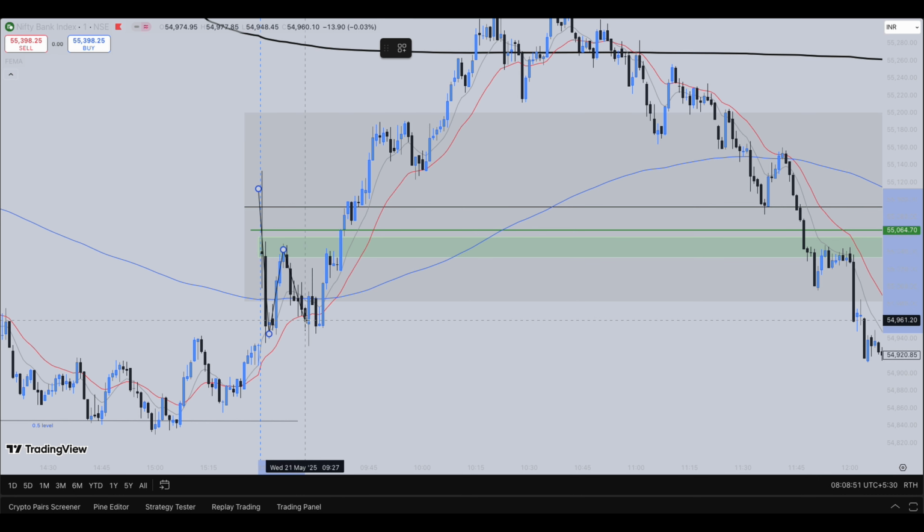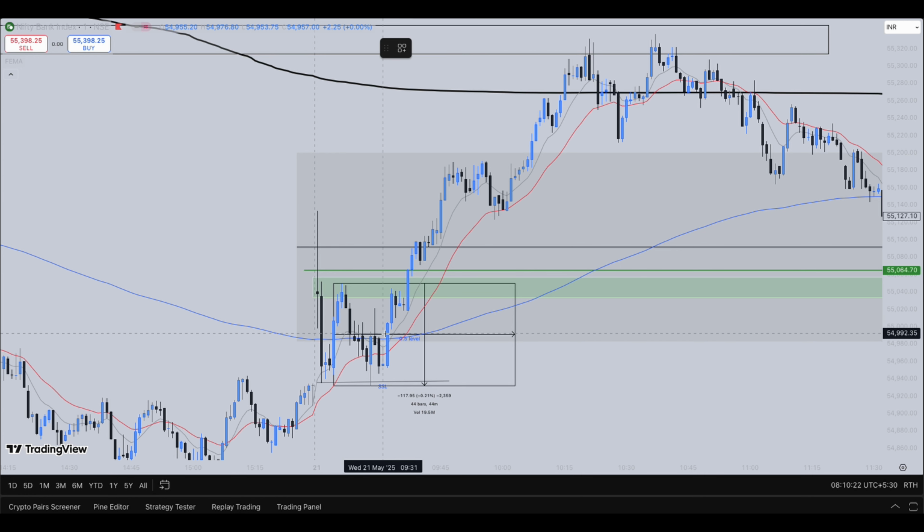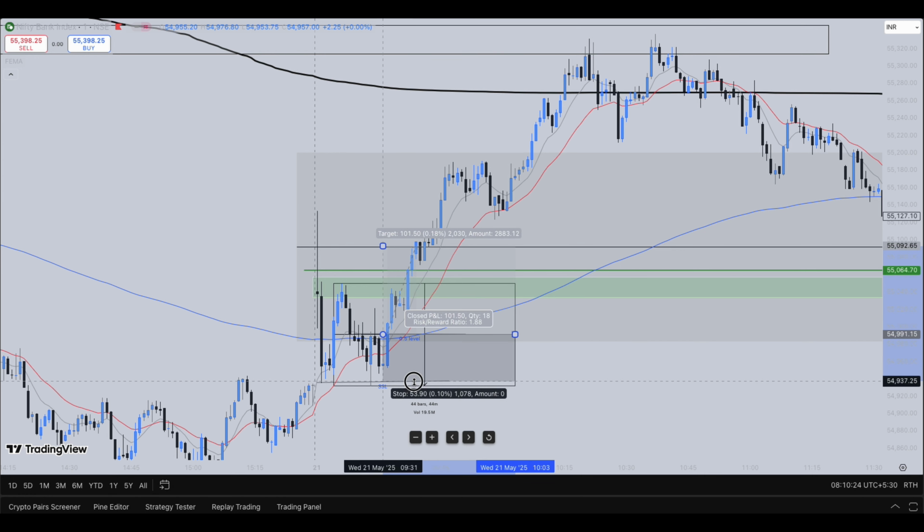you can see the 0.5 level has been broken towards the upside, and that is where you could have entered a long position, keeping your stop loss just below that candle. It's the long position over here, keeping your stop loss just below this candle, the sell side liquidity over here, and targeting it all the way towards the upside.